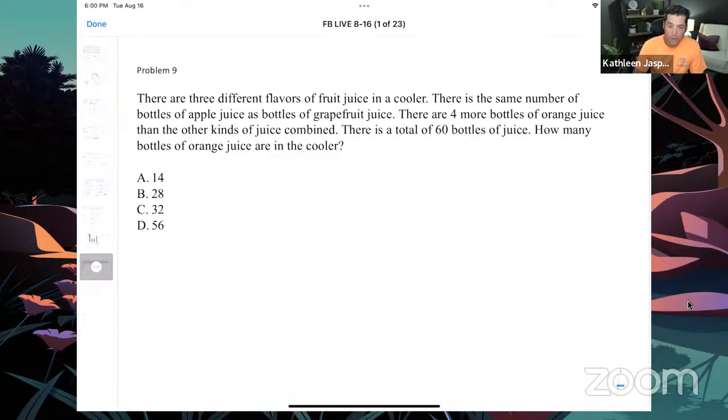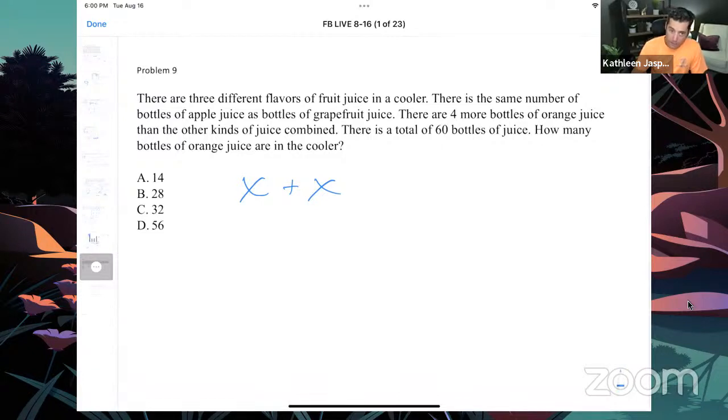There are 3 different flavors of fruit juice. There's the same number of apple and grapefruit. So if I have the same number of apple and grapefruit, then I can keep them as the same variable. Makes sense? Then it says there are 4 more bottles of orange juice than the other kinds of juice combined.